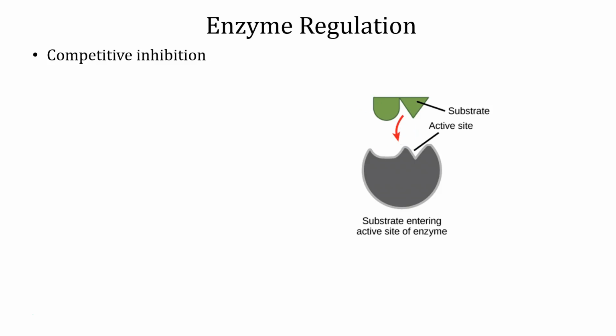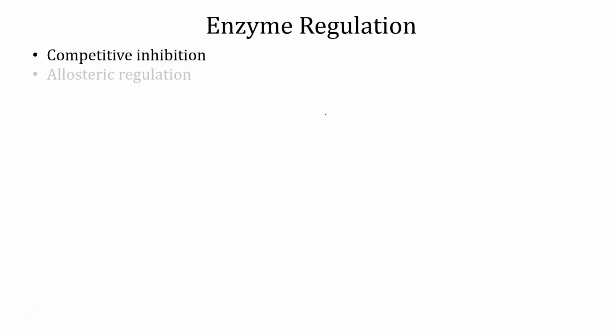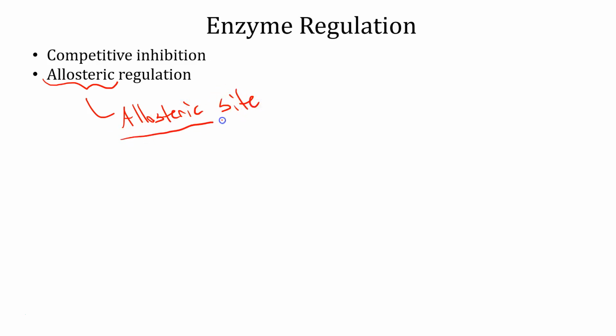Sometimes these analogs are just naturally out there. But let's say the cell wanted to turn off some chemical reaction, it could produce some of those analogs, which then block the enzymes. Another type would be allosteric regulation. Allosteric regulation refers to what's known as the allosteric site. The allosteric site is a place on the enzyme that's other than the active site.